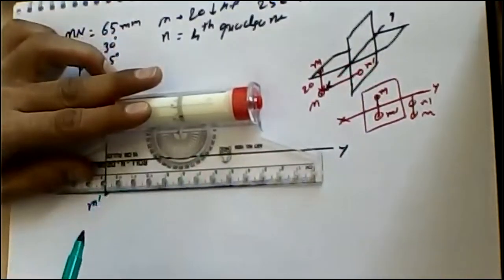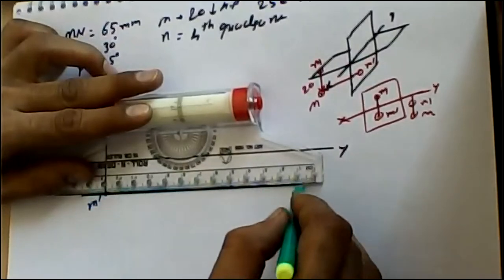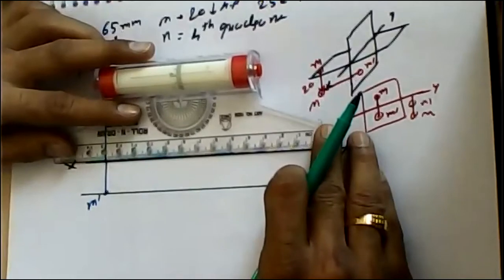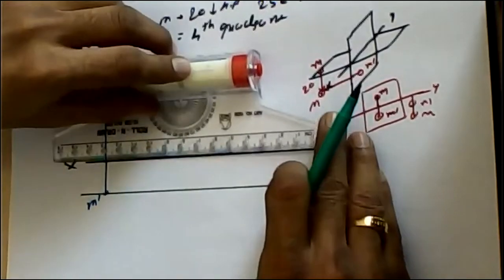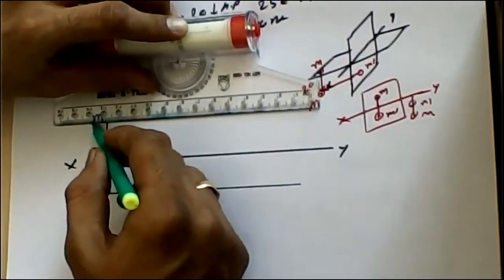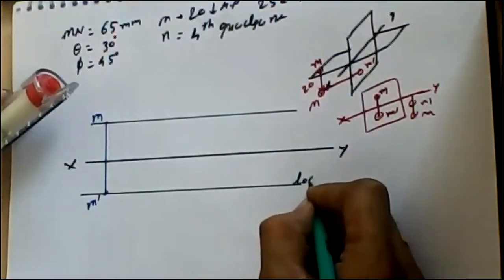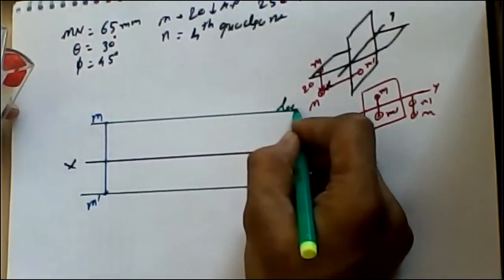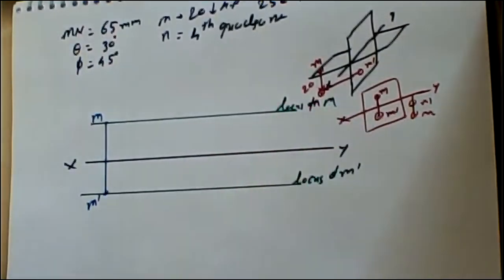Let us draft their locuses also. Here the important stuff is identification of the position as well as referencing the position. So let us draft the locus. This is going to be the locus of M dash, and this is going to be the locus of M.